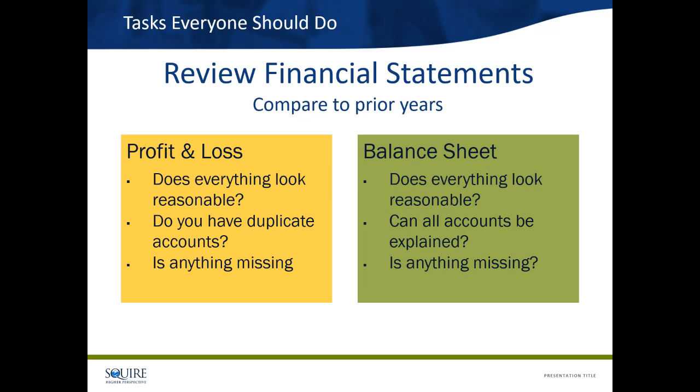And if you have anything missing, so that's again when you have an expense that you had last year and you don't have this year, then maybe that's something that was paid for out of pocket or got recorded under the wrong account. So it's a good opportunity to go in and dig in and see what might be off there. And then same with your balance sheet, looking at year to year if it looks reasonable.